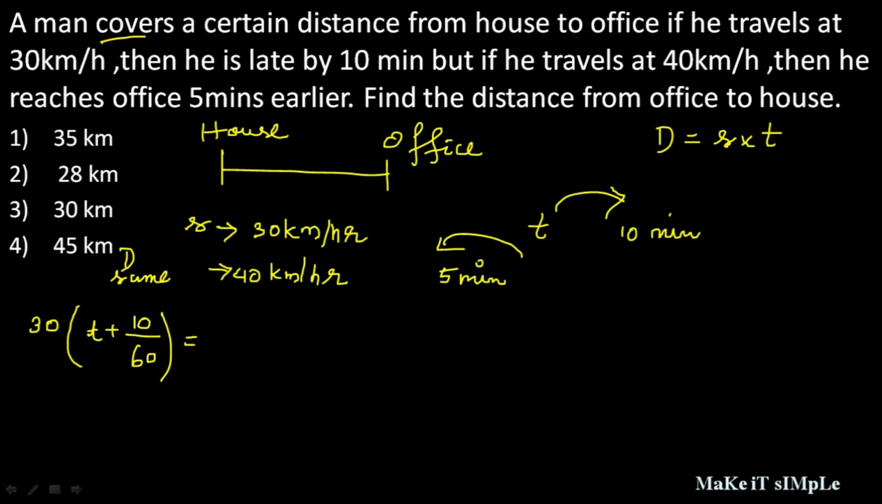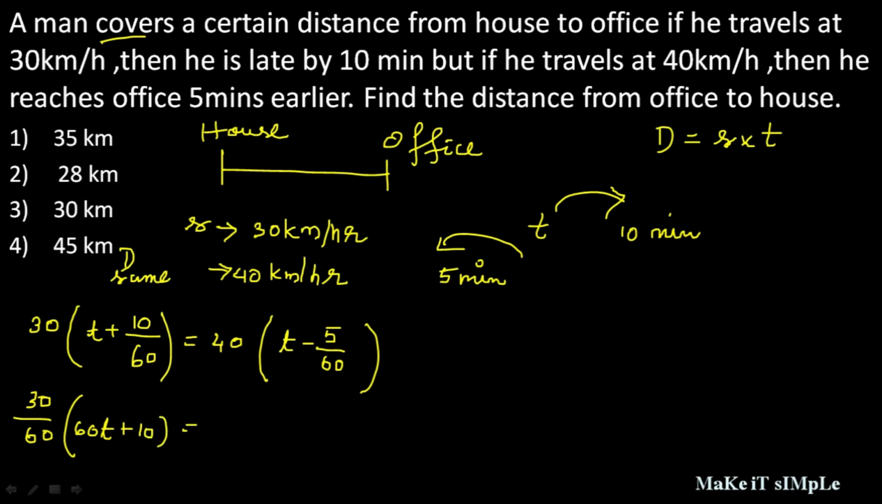Fine. Now we equate this distance to the next distance, that is, the speed is 40, and the time is t minus 5 by 60, since he reaches earlier. Now after taking LCM, we get 30 by 60 into 60t plus 10, and 40 by 60 into 60t minus 5. The 60 and 60 get cancelled.